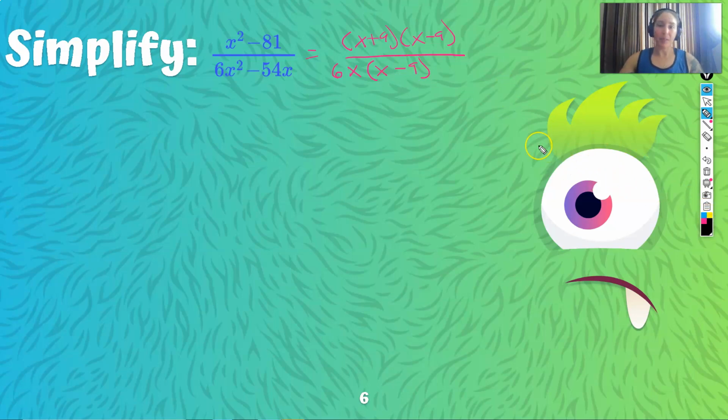Now let's knock out some common factors. Hey, here's an x minus 9. Here's an x minus 9. Wonderful. So now what's left over? X plus 9 in the numerator and 6x in the denominator. Remember, I can't knock these two out because my factor is x plus 9. I can only knock out another x plus 9. I can't knock out a piece of a factor. I've got to knock out the whole thing. Okay? So this is as simplified as we're going to get.